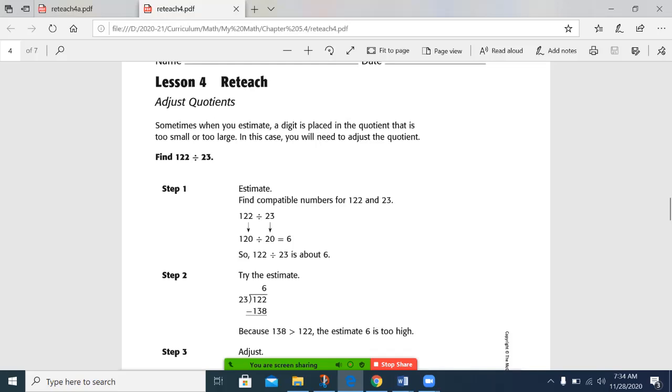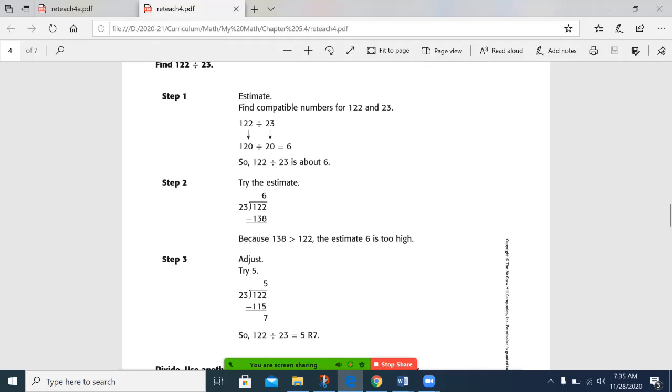So when we do these steps, we always start with estimating, and that's true whether we're attempting to adjust quotients or not. We find compatible numbers, and 122 is pretty close to 120, and 23 is close to 20. And if you notice, we usually should start here at the divisor and then see what this will go into equally. So we wanted to start about 6. 23 times 6, unfortunately, is 138. And you can't have this being greater than this, even if it's in the middle of a problem.